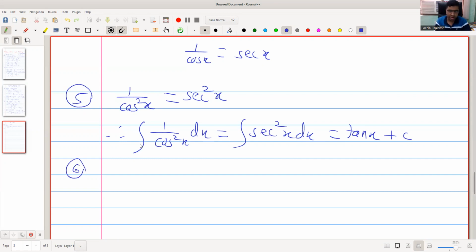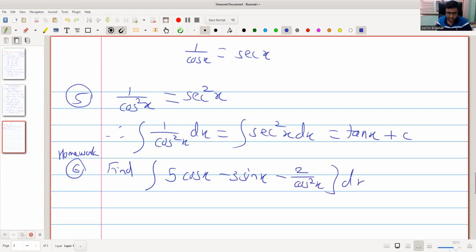We can use this to find another thing. So it is homework. Find this integral: 5 times cos x minus 3 times sin x minus 2 upon cos squared x dx. All other terms are straightforward things. We know the integral of cos x is sin x, and the integral of minus sin x is cos x.